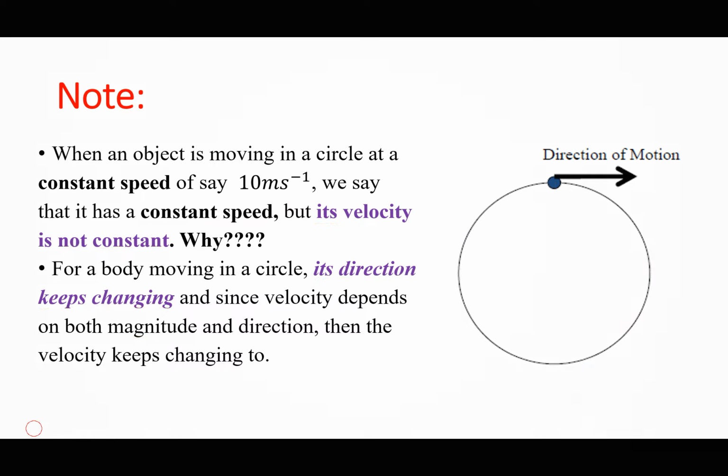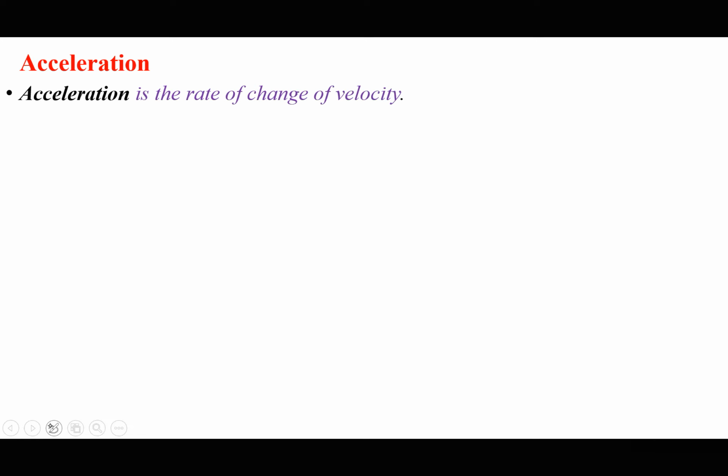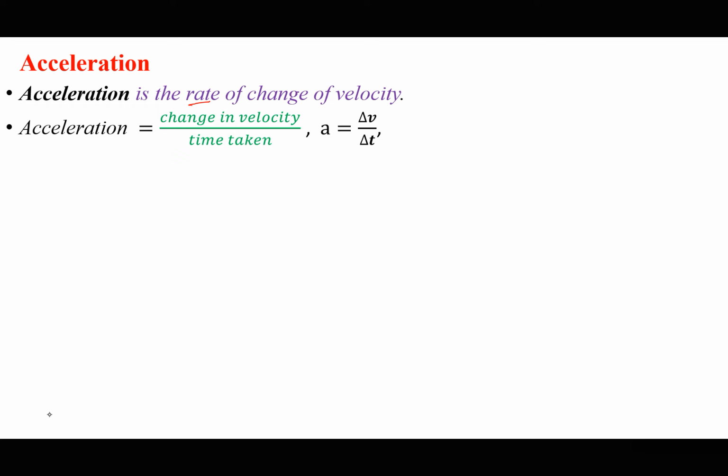Let's briefly talk about acceleration. Remember, we are still describing motion using words. We have seen distance and displacement. We have seen speed and velocity. Now let's talk about acceleration. Still from IGCSE, you defined acceleration as the rate of change of velocity, that is change in velocity per unit time, or change in velocity over time taken. You also mentioned that acceleration is a vector quantity because its direction depends on the direction of the resultant force.